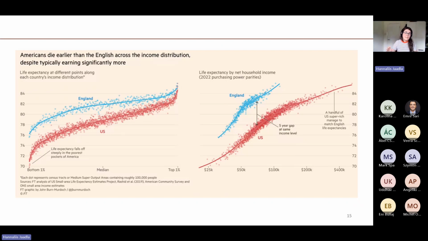So kind of telling you something about different inequalities between different countries, but also inequalities within income distributions of different countries. But yes, have a look at John Murdoch's work. He has very nice visualizations also about different aspects of life expectancy comparisons.